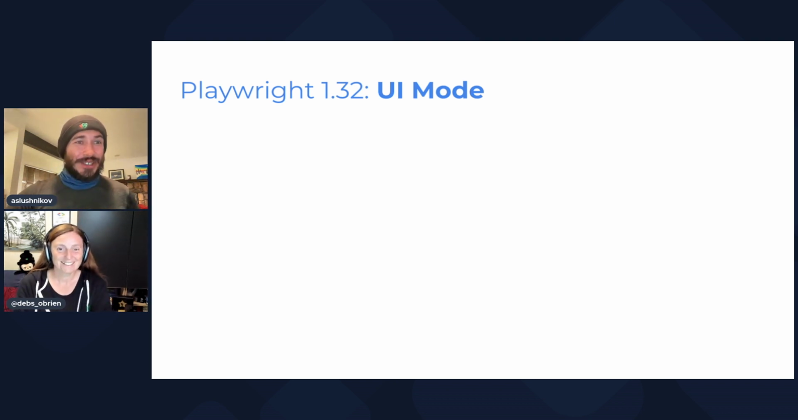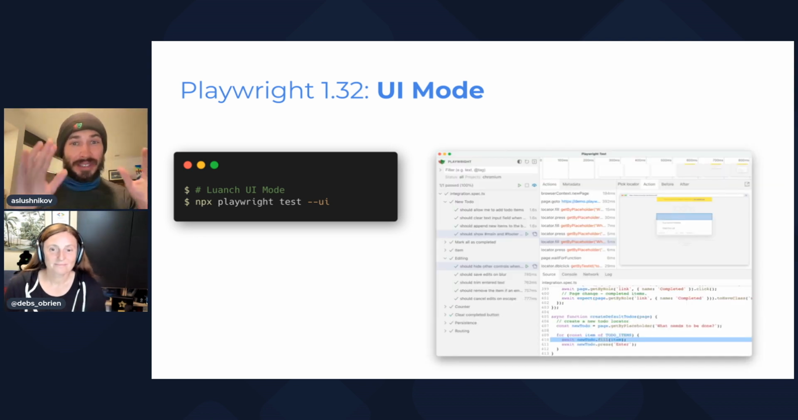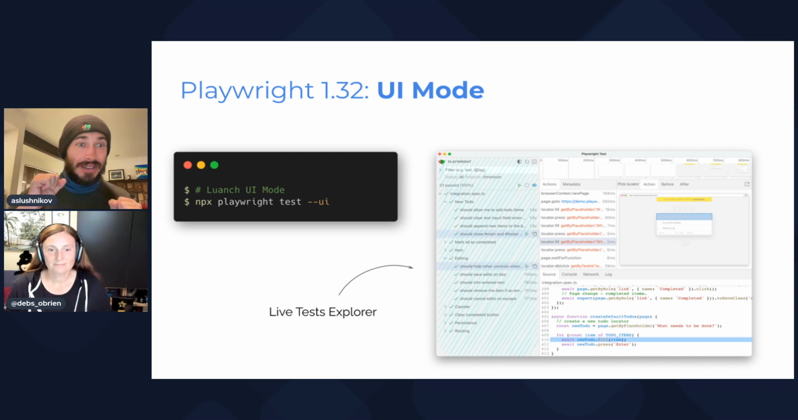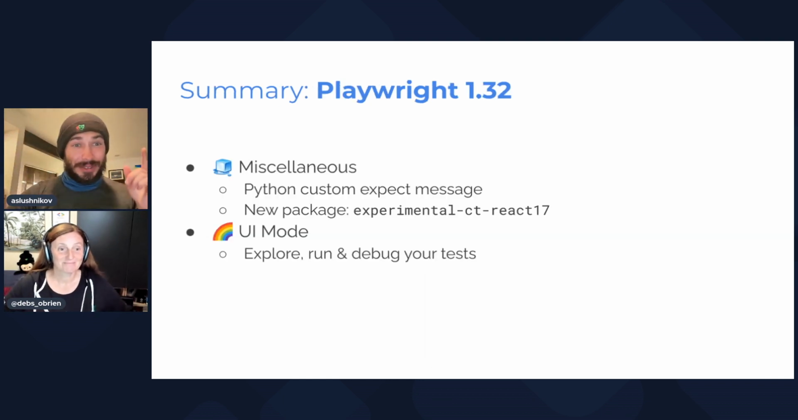So, recap. Basically, to engage, you have the --UI flag. Once you engage, you get this beautiful UI, which mainly consists of two things. On the left-hand side, you have a live tests explorer. And on the right-hand side, you have a live trace viewer. Basically, time travel debug. It's in preview, so give us feedback, test it out, let us know what you think. Please write to us in the YouTube comments, on Twitter, and file issues, everything. And Discord.